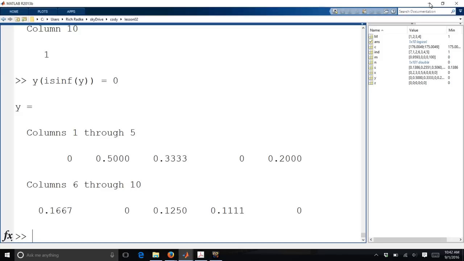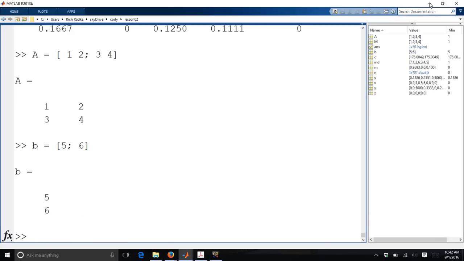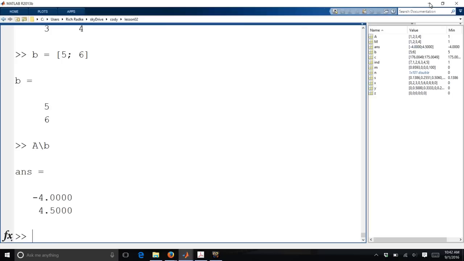Finally, one thing operationally that we use a lot is solving matrix equations, right? So if I have a matrix like this, and I have a right-hand side, and I want to solve AX equals B, right? So you guys learned about Gaussian elimination and all that stuff, right? MATLAB does all that in one command with backslash, right? So if I say A backslash B, I get the answer to that linear system in one shot, right? Definitely we're going to use that, right?